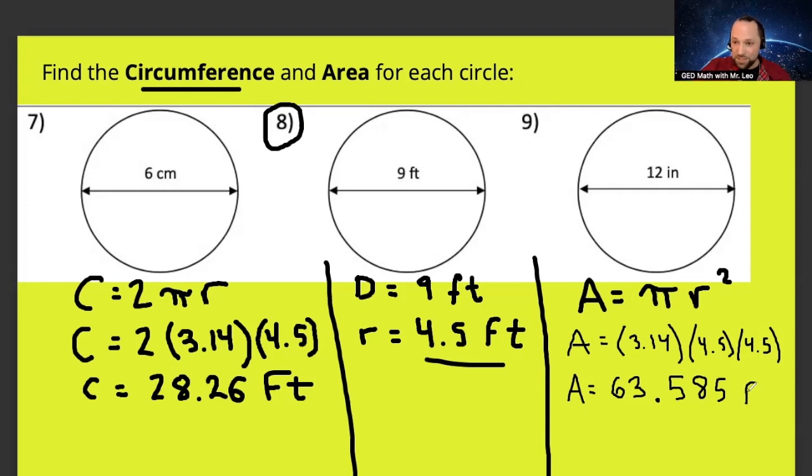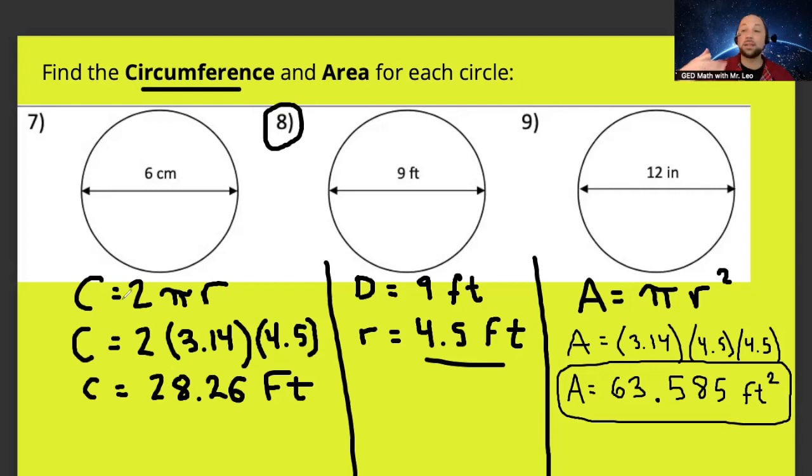Final answer here should be square feet. I'm going to write feet with a little 2 in the corner to indicate square feet. This is the area for that middle circle, number 8. All right. Don't be scared of those decimals. Just be thorough, copy them down, and keep it moving.